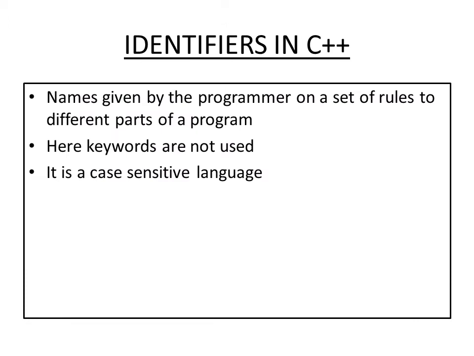Now let's look into identifiers. The variables used in the programming language are declared on a set of rules. Those are called identifiers. That is the names given by the programmer, following a set of rules, to different parts of the program. Here, keywords are not supposed to be used because identifiers are the names that we are making, and keywords already have a special purpose, so we can't use them as identifiers. And it's a case-sensitive language. Case-sensitive means that upper cases and lower cases are considered separately.